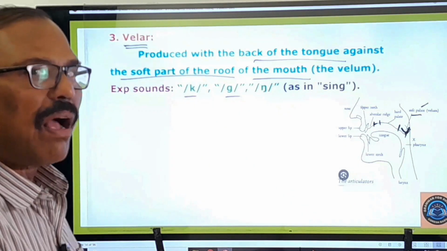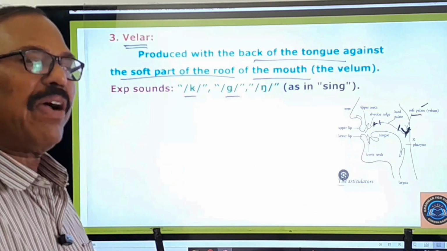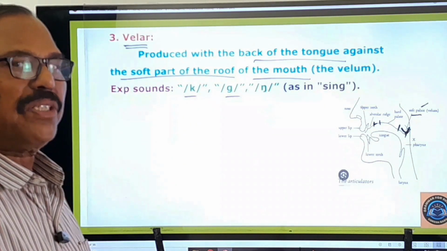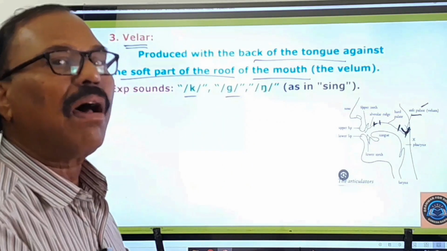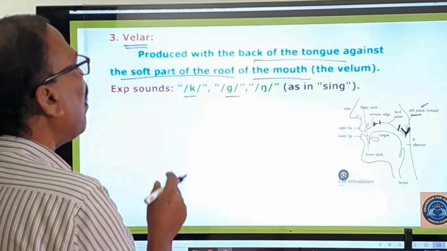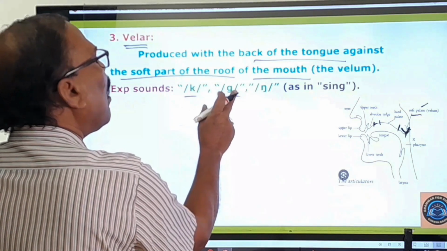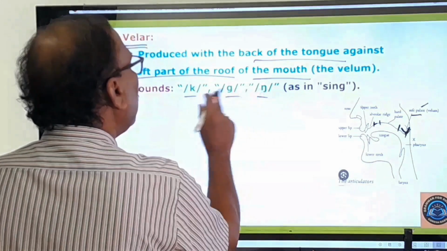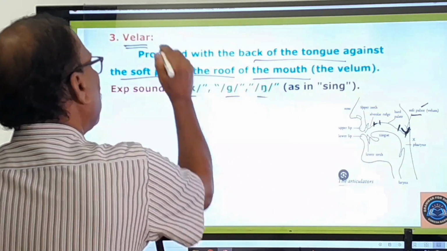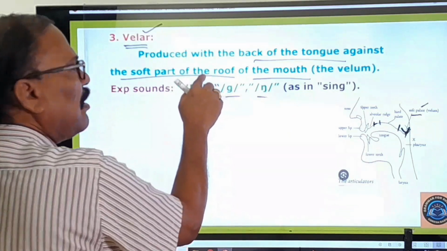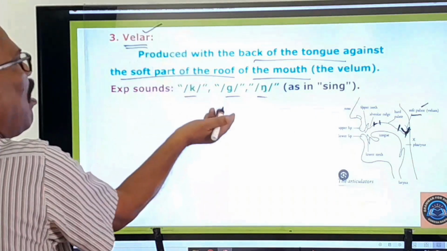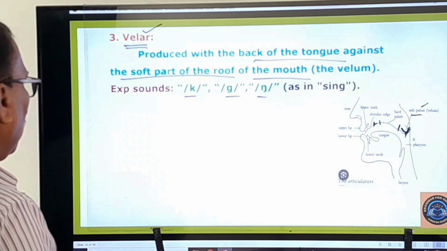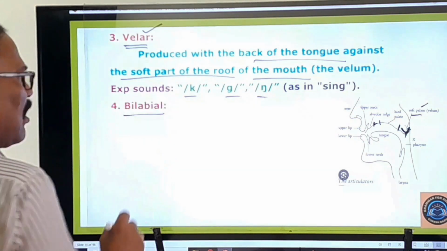Ka, ga, na. You just pronounce that and find it yourself. So when in the pronunciation of these consonant sounds, ka, ga, na, the tongue touches the soft palate, they are called velars.